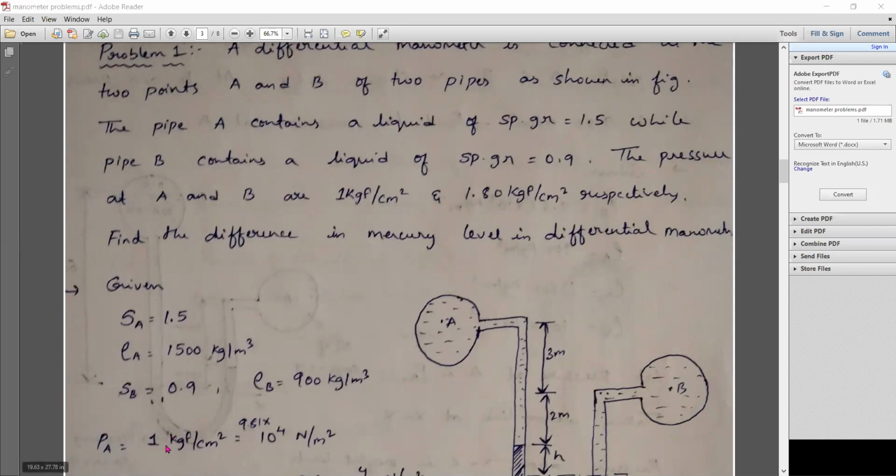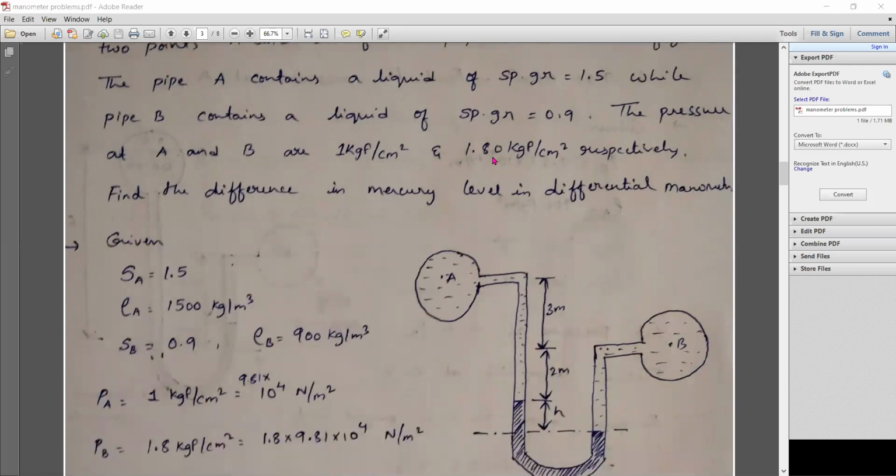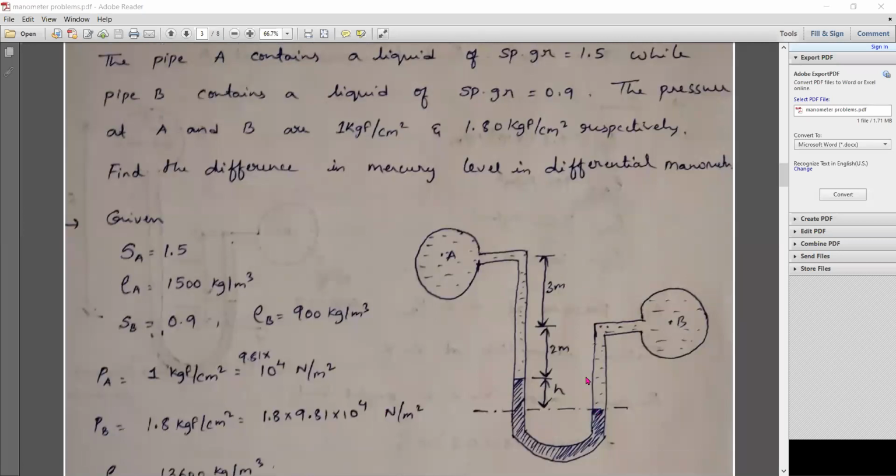Next, PB also you need to convert. So PB is equal to how much he has given? 1.80 kgf per centimeter square. So 1.8 kgf per centimeter square is equal to, first the term which is given, 1.8. Here 1 means 1 into 9.81 into 10 power 4, same thing. So 1.8 into kgf converted into Newton as 9.81, into again centimeter square converted into meter square, so into 10 power 4. So totally 1.8 into 9.81 into 10 power 4 Newton per meter square. Please copy these data first. Then we'll see the remaining things.